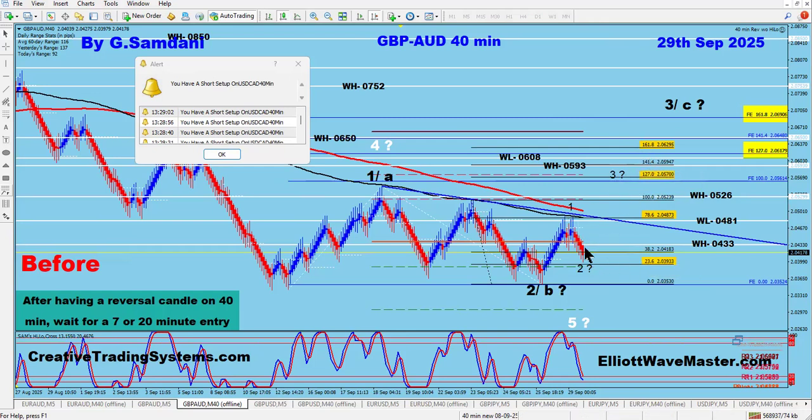So I will see that if we have a reversal candle here, then I will look for my entry if I get it. Then, only then, right? First, we need a 40-minute setup, and then second, we need the proper setup on the 7-minute entry setup, right? 40-minute reversal, after that, 7-minute setup. So these are the filters that I have in my system so that you can avoid the wrong entries.